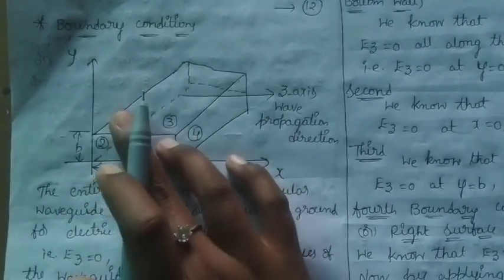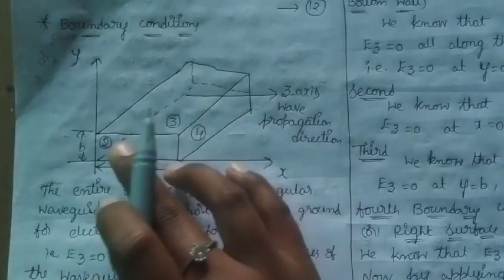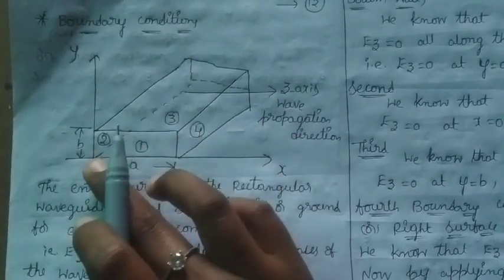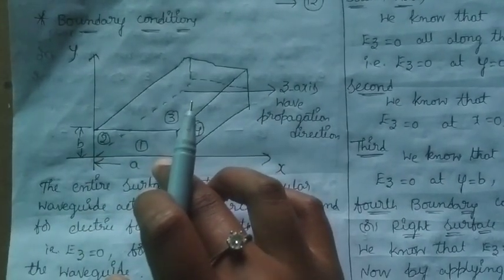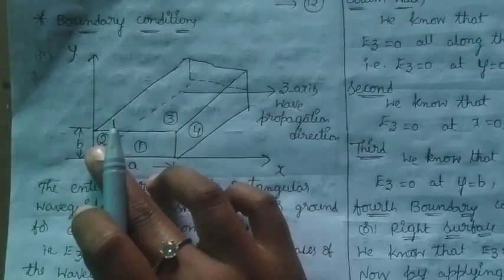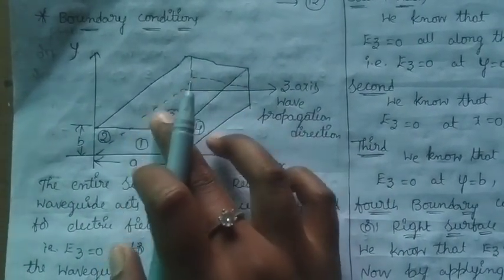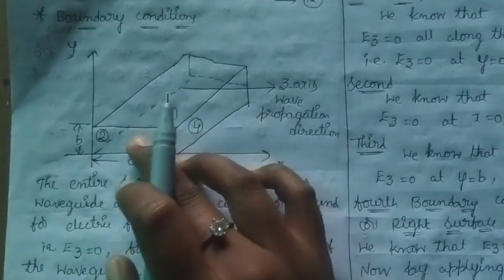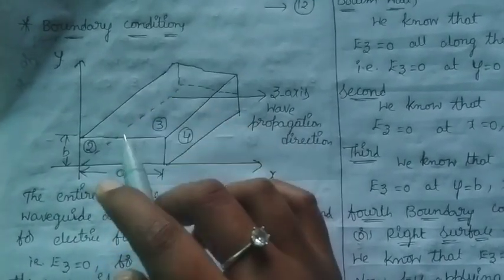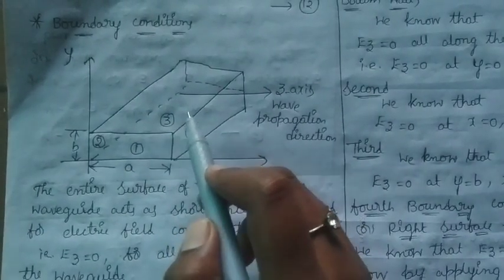Here this is the x-axis and this is the y-axis, and this is the rectangular waveguide. This is the first phase, second phase, third phase, fourth phase. These are the four phases, and here a is the breadth and b is the width of the rectangular waveguide. And this is the z-axis. The z-axis is the wave propagation direction, that means the wave will propagate in the z direction.